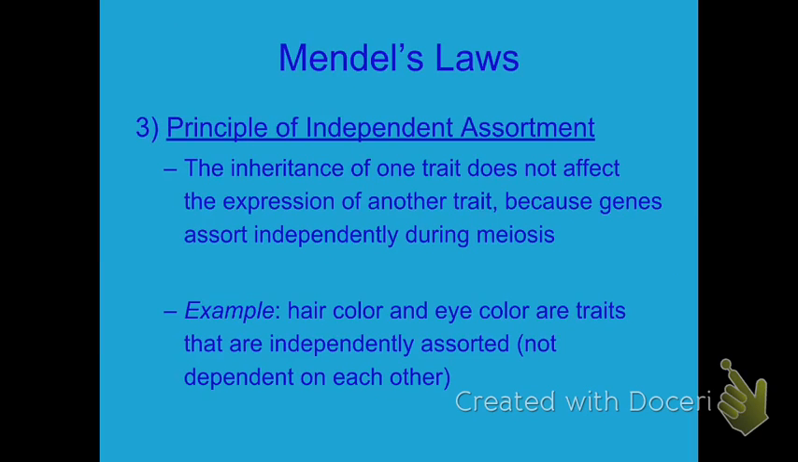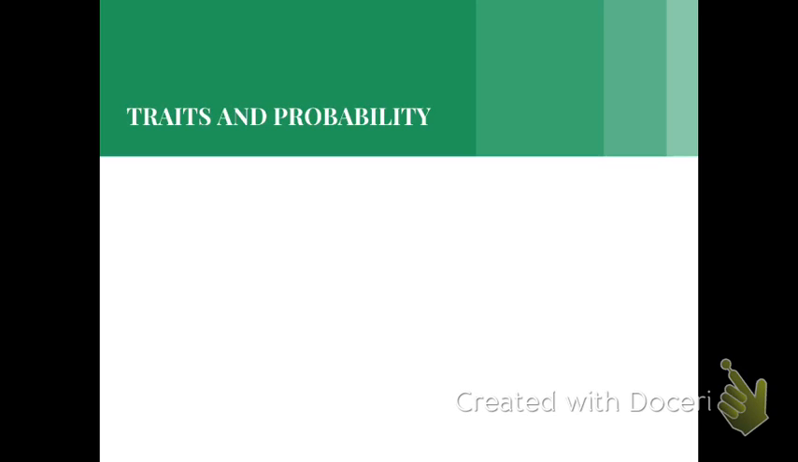And then the last one is the principle of independent assortment. It basically says that all traits or all genes assort independently. What that means is, for example, eye color is going to be different than your hair color. If you have brown eyes, you're not necessarily going to have brown hair. They don't always go with each other. They just independently do their own thing, so they're not dependent on each other. Okay.